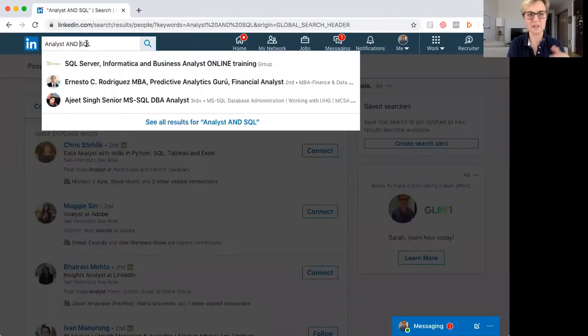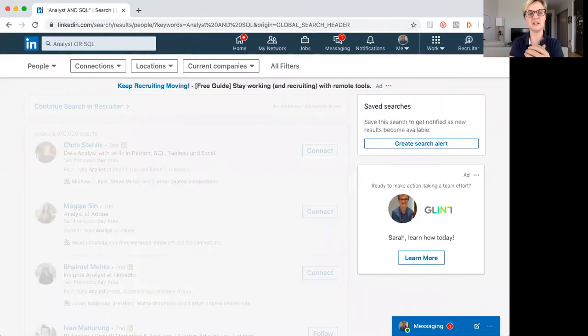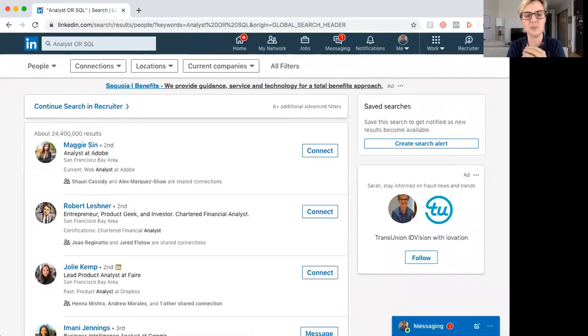And then if you wanted to expand that, so say you don't have SQL, but you'd like to learn it, so you'd want to connect with someone who maybe doesn't have it. And again, you're expanding your search result and you have 24 million. So there's nearly 15 million more people who have the title analyst but don't have SQL in their profiles. So you're expanding that pool again.